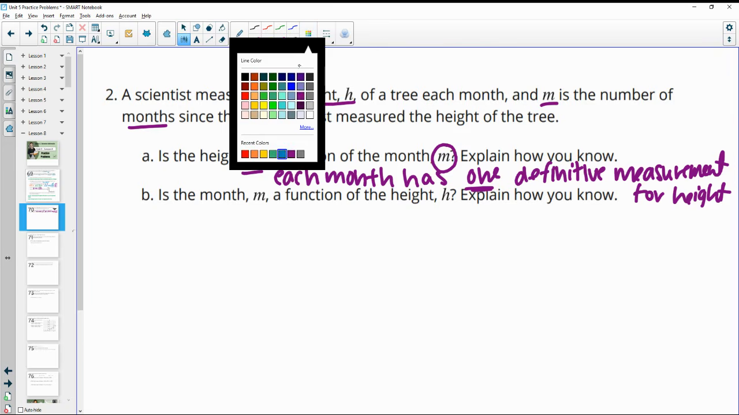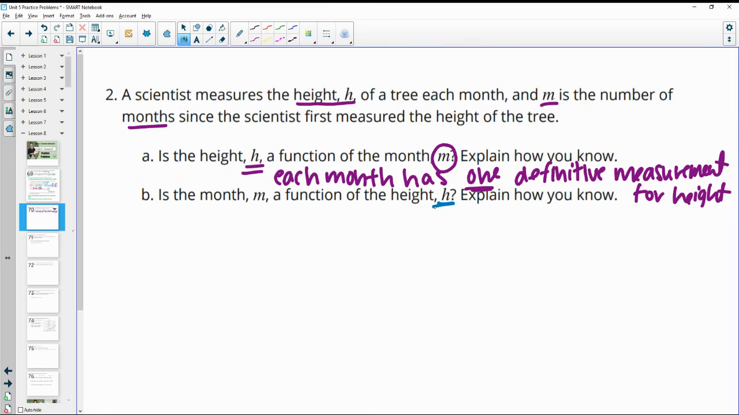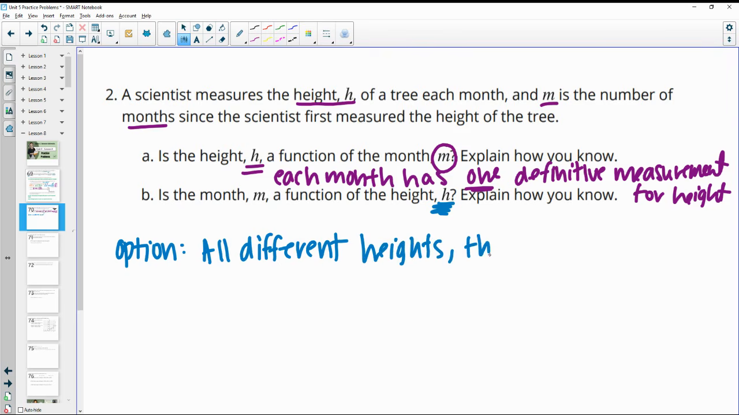Now, is the month a function of the height? Meaning if we look at the height, does the height give us back a specific month? There's kind of two different options here. Option 1 is that it could be if all of the heights are different. So if we have all different height values, so the tree is never the same height in different months, then yes. So theoretically it could be. So this is like one option. But really, for the most part, it's likely no.